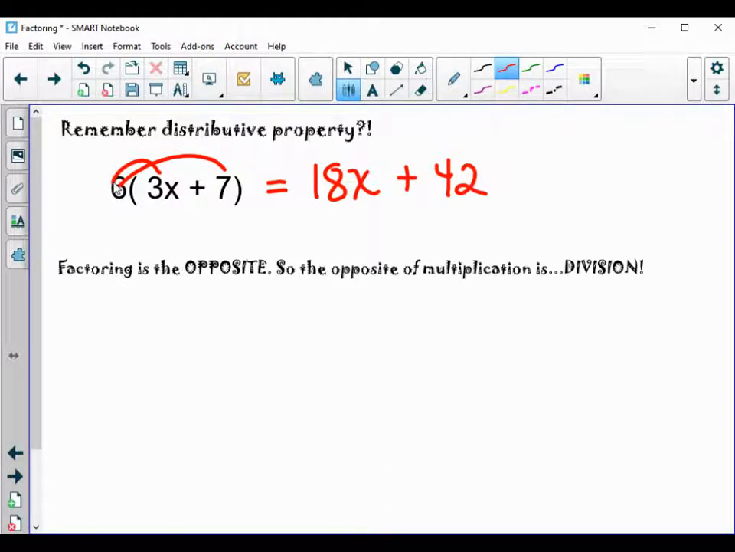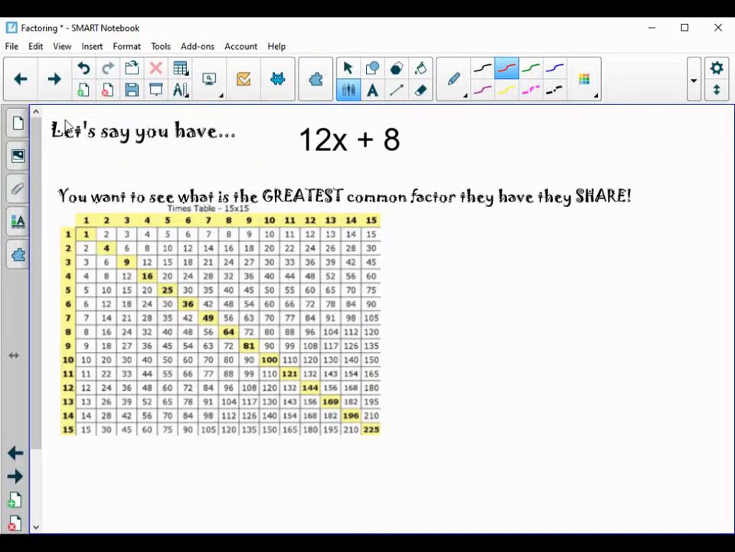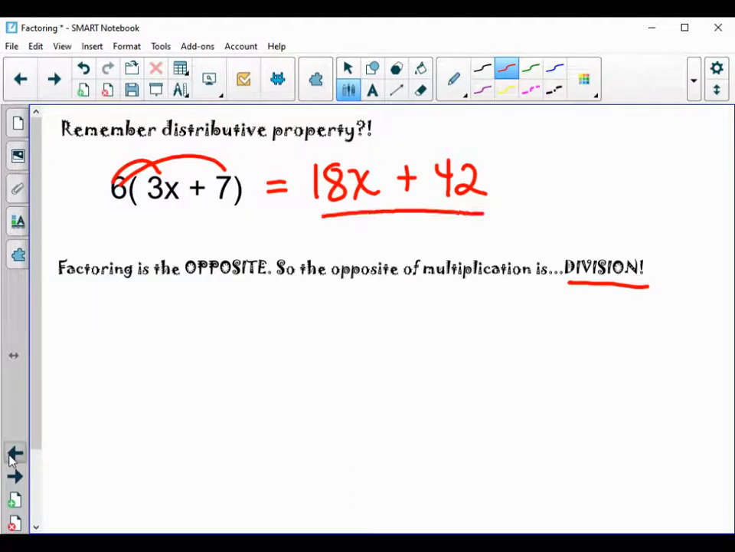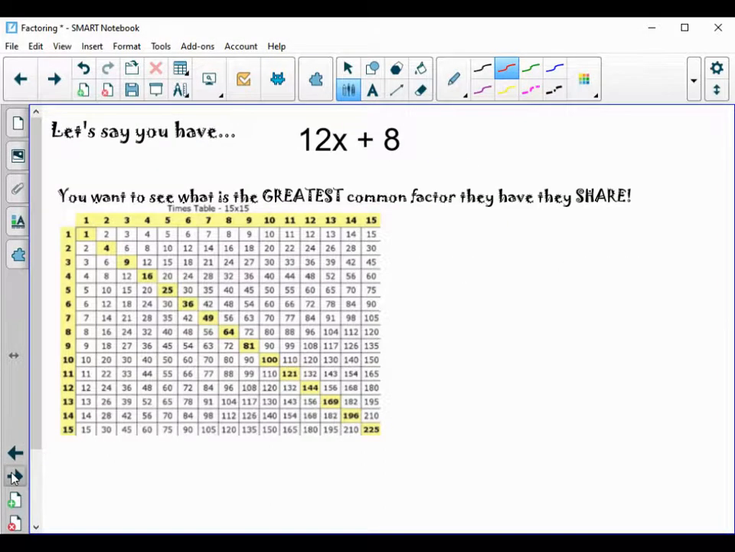Remember, same signs add or positive, different signs subtract or negative. Okay? So factoring is going to be the opposite of the distributive property. So if in the distributive property we're multiplying, the opposite of multiplication is going to be division. So what you're going to do is you're going to have the end result. So you're going to be given the end piece, and you're going to try to figure out the beginning. So we're given the end, and we want to try to figure out the beginning.